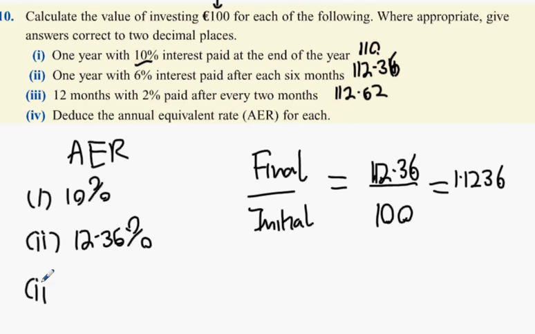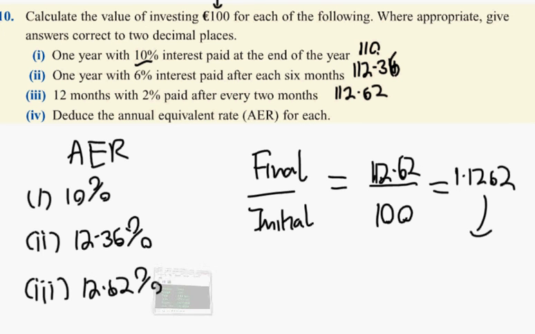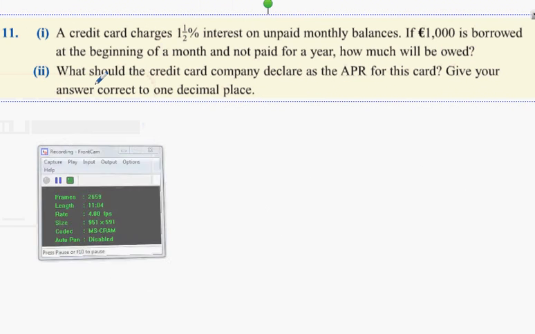What about the third question? Part 3. It's 12.62. So it's 112.62 divided by 100, and what do we get? 1.1262. And what is that in percentage mode? 12.62%. Okay. I think so.